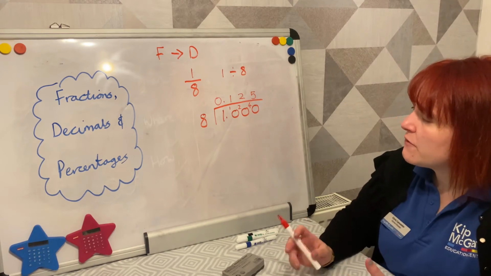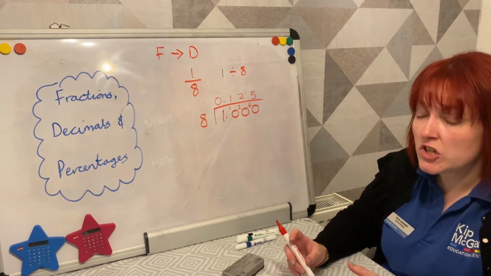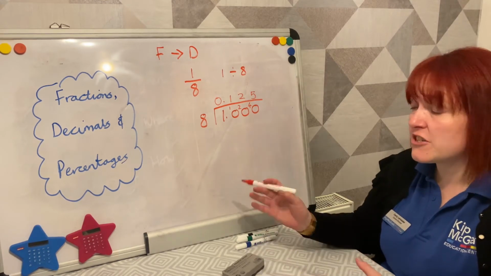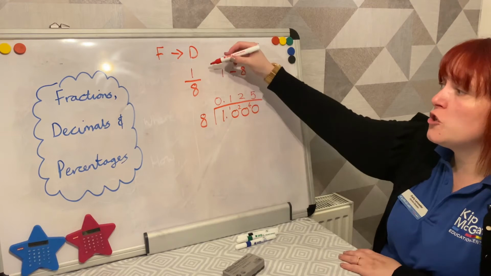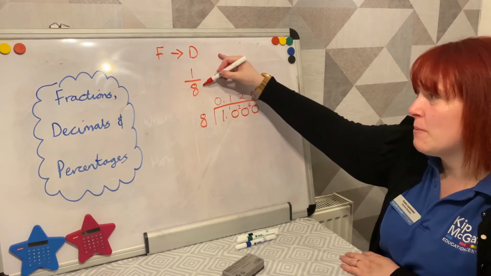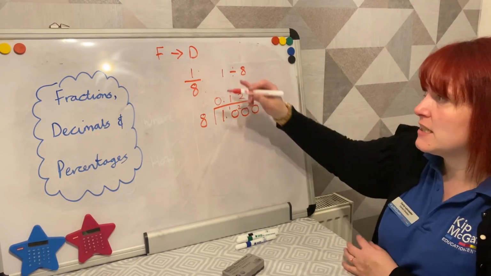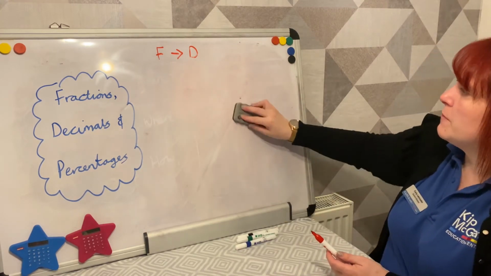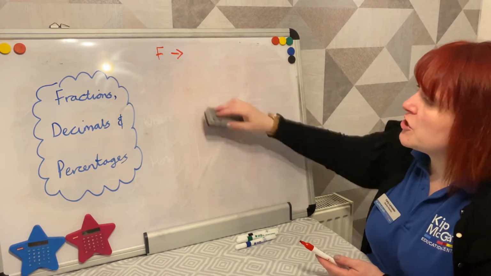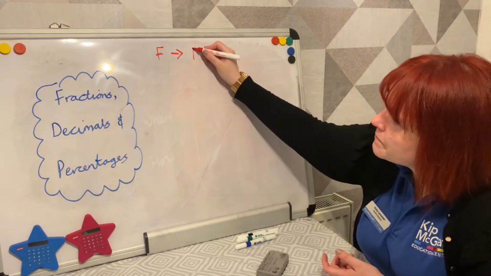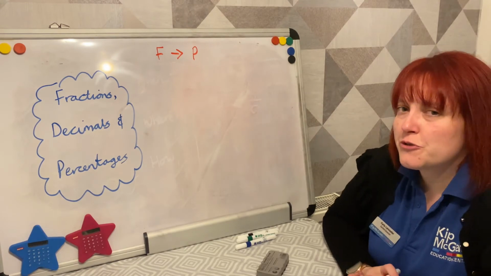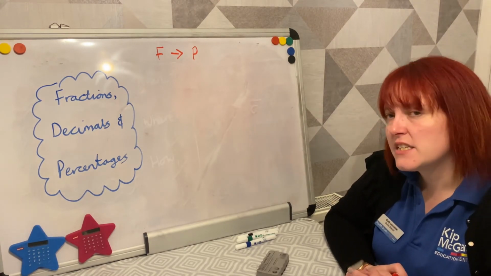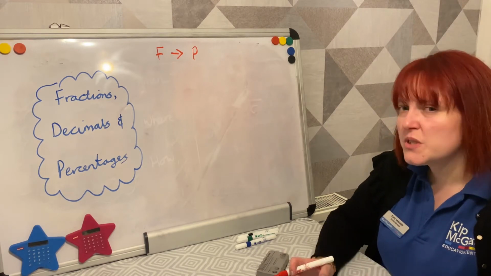So the method for getting from a fraction to a decimal is either to get the denominator to a 10 or 100 or 1,000, or to actually do the division of the top number, the numerator, divided by the denominator. So 1 divided by 8. That's how we're going to get from a fraction to a decimal. If we wanted to go from a fraction to a percentage, we would encourage the children to do the same thing, get to the decimal answer and then from there go to the percentage. So it's a two-step process.